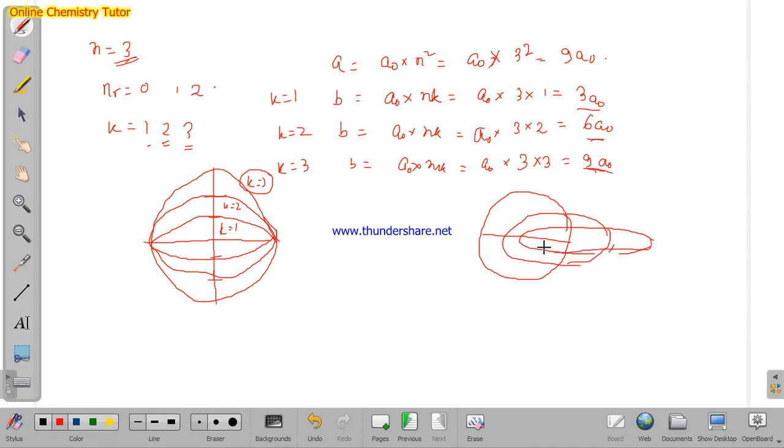So it is like that, but we have to remember that the major axis value will be the same. Okay, so these are the different sizes and shapes of atomic orbitals according to Mr. Sommerfeld. Now we'll go on to discuss the relativistic correction.